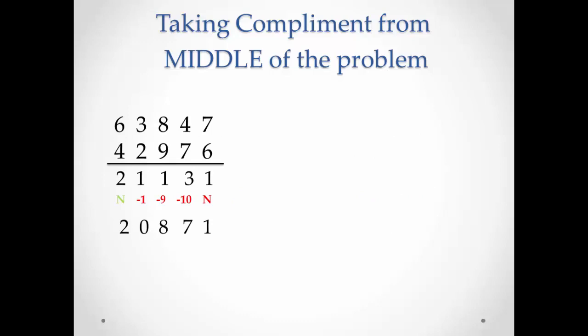76384 minus 42976. So 7 minus 6 is a normal subtraction. Then we enter into the complement. We take the complement, that is 3 minus 10 is 7, and then we are in the complement. 1 minus 9 is 8, and 1 minus 1 is 0. Then we get out of the complement, that is 1 minus 1 is 0, and then after that we get another normal subtraction, that is 6 minus 2, which is 2.